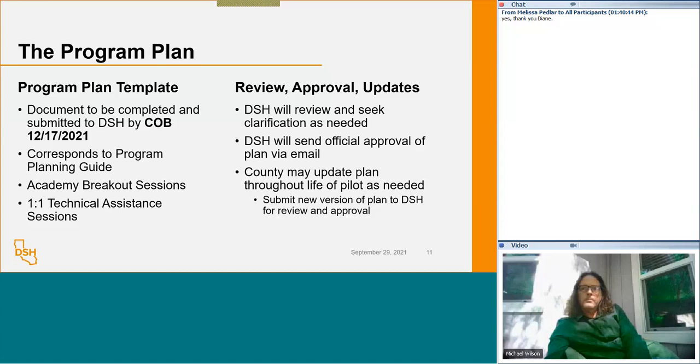Once you have that initial program plan in and approved, you can basically do tracked changes in your program plan document and submit that to us via email, and we will read through it on our end, get back to you with any questions, and then go from there. Does that answer your question? Yes, thank you. Perfect.